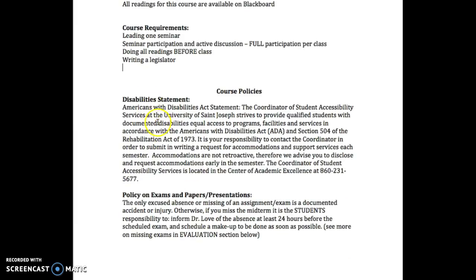Course policy. So there's always our disability statement. If you have any learning needs or anything that I need to know about, you can get the letter or coordinate services through Student Accessibility Services. So all that information is here.